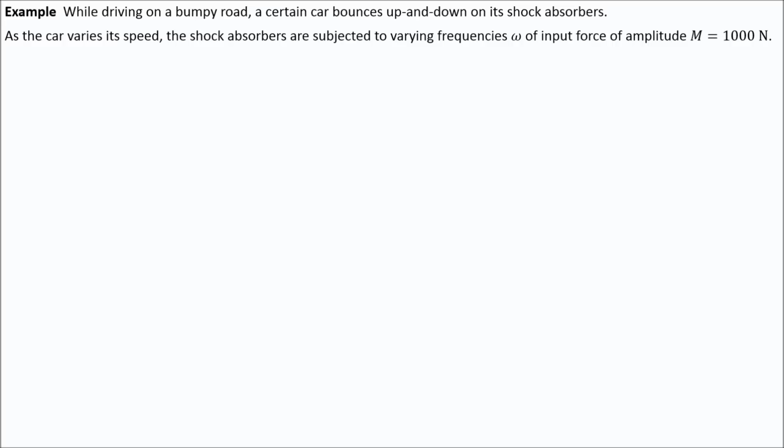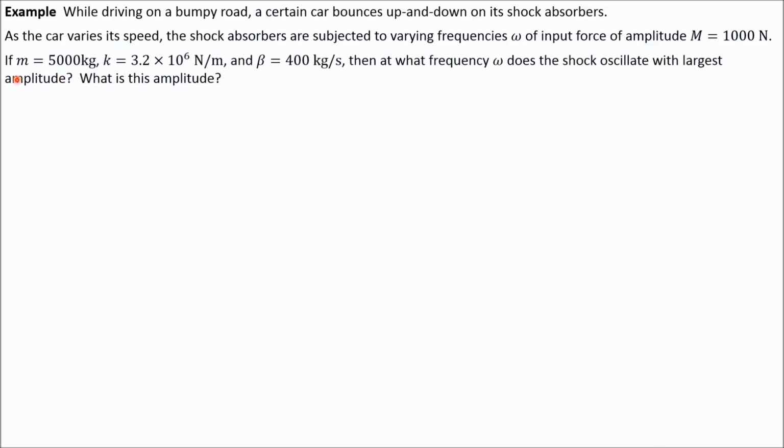So there's an example of this result now. Suppose we have a car that we expect to drive on a bumpy road, has shock absorbers, which makes this car a mass on a spring. And as the car varies its speed, the shock absorbers are subjected to varying frequencies, omega, of input force, of amplitude 1000 newtons.